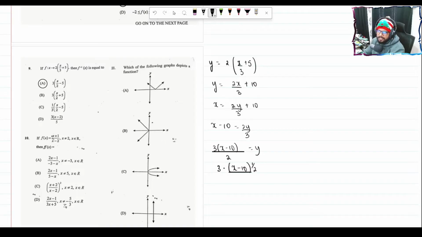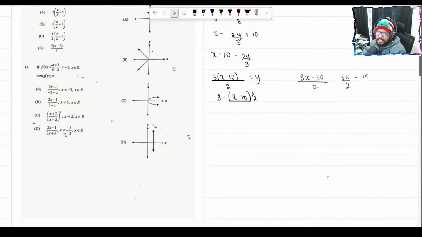Half of x is x over 2. Half of minus 10 is minus 5. Cool? If I expand this out, and I expand this out, I will get what I want. I will get the 3x take away 30 all over 2, which is 3x over 2 take away 30 over 2, which is 15. Multiply this out, I get 3x over 2 take away the 15.